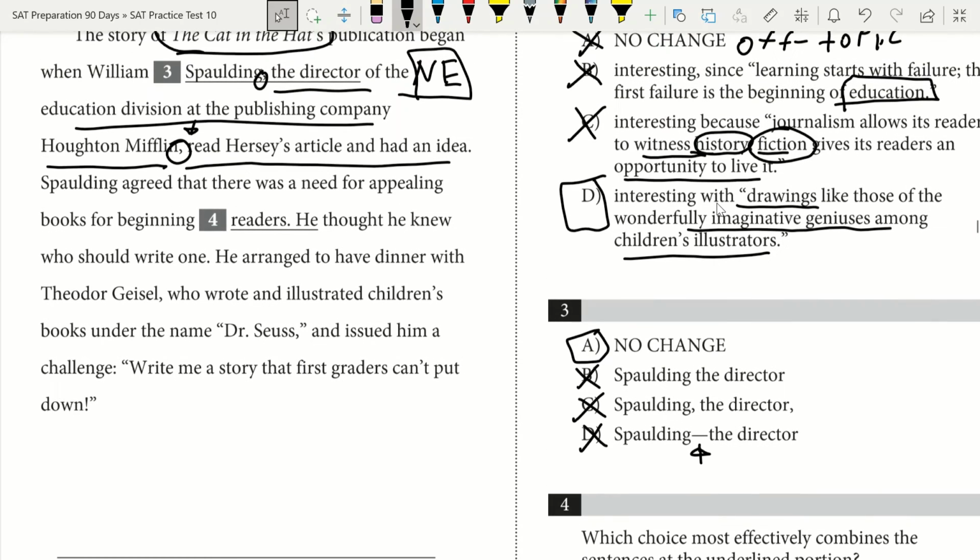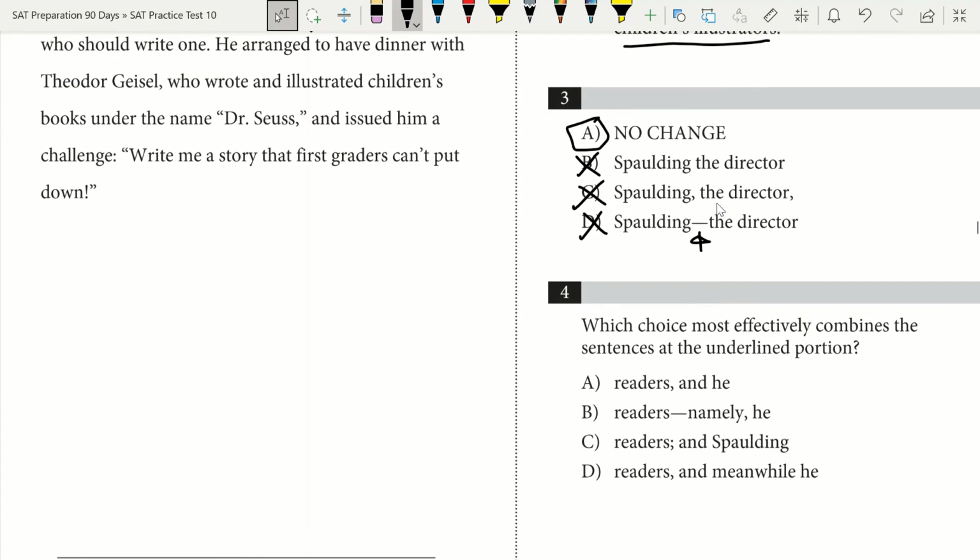Okay, so we've got Spalding agreed that there was a need for appealing books for beginning readers. Now I see I have the word he. Once again, we already said Spalding, so we know who we're talking about, so I don't want to use he there. So I don't want to use no change. That's going to be an incorrect answer, right? And obviously no change isn't even an option here.